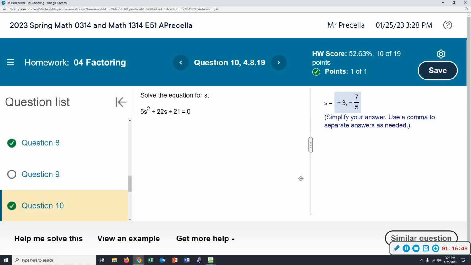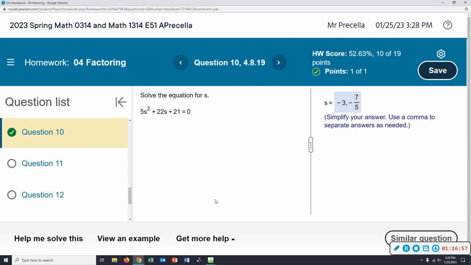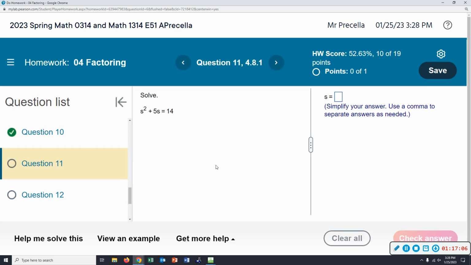Any questions there? You know, let's do number 11. Okay. Number 11. Oh, more S's. Okay, that's practice for me to put the little mark. S squared plus 5s equals 14.